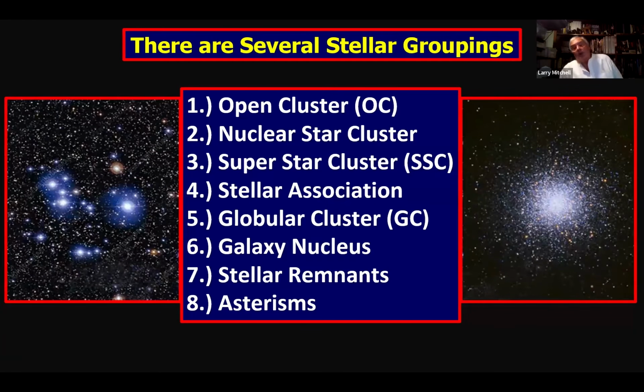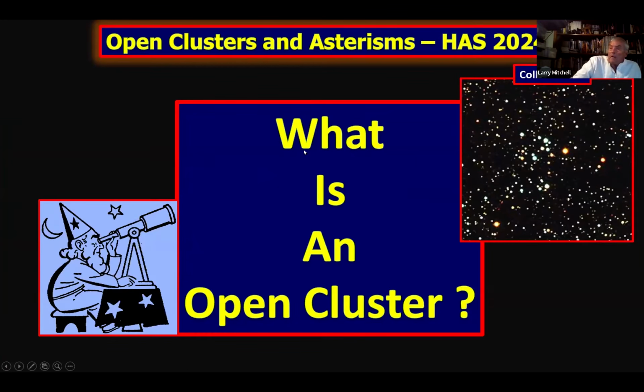All right, there are several groupings of objects that we call stellar clusters. There's open clusters, nuclear star clusters, superstar clusters, stellar associations, globular clusters, galaxy nuclei, stellar remnants, and asterisms. I'll try and talk about each one of these a little bit with the emphasis on the first one, open clusters. So what is an open cluster? I mean, here's a group of stars. It looks like a group of stars. Is it an open cluster or not?